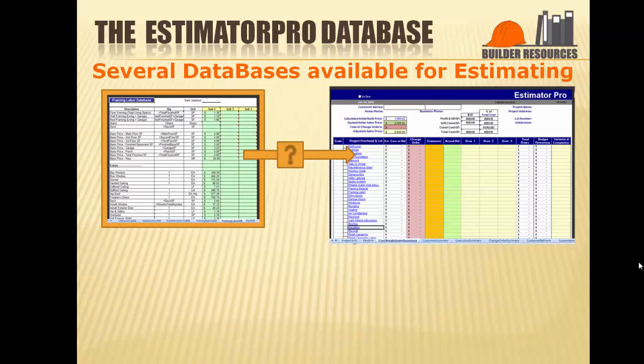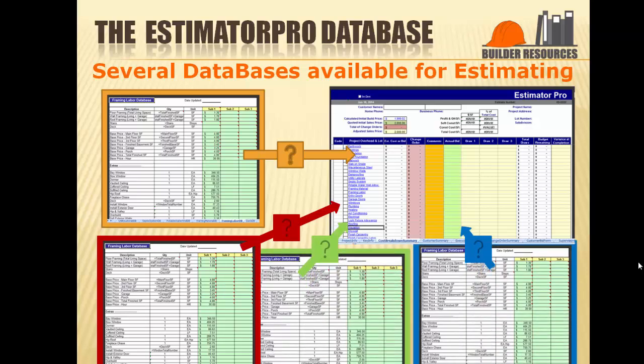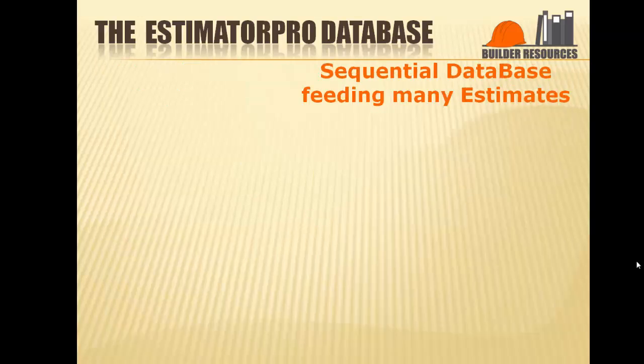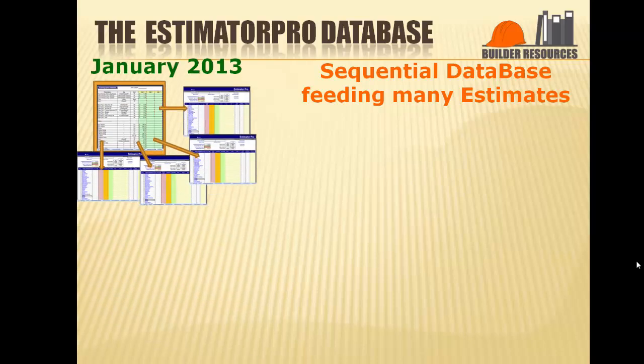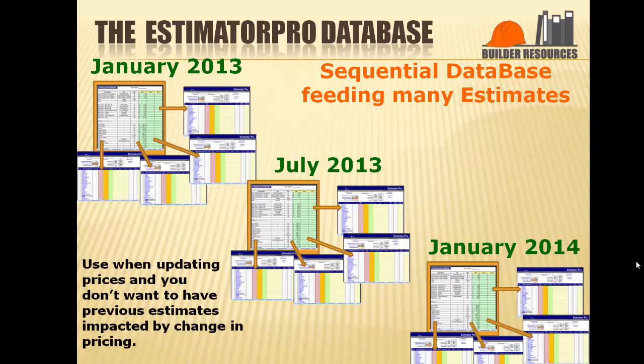You can also have several databases available for any one estimate that you're going to be working with. You simply choose the database that most closely fits the specifications that you need and then build your estimate from that database. You can also have sequential databases feeding many estimates. This is most often used when you want to do a price change and don't want to have your previous estimates impacted by changes in the pricing. And you'll have a specific set of estimates that relate to those sequential databases.